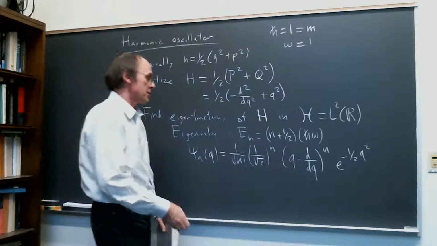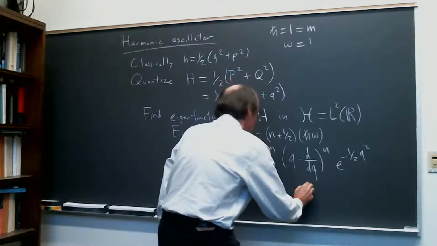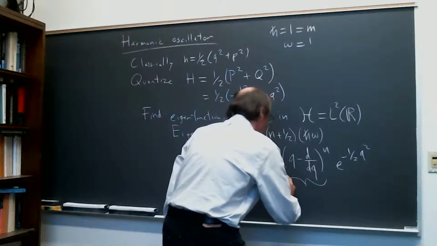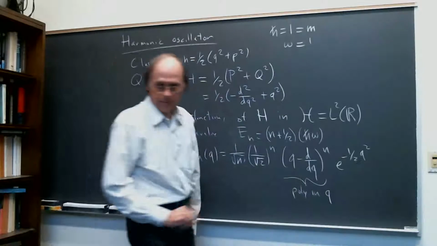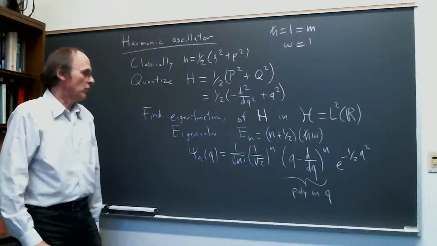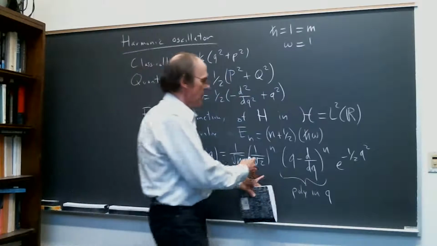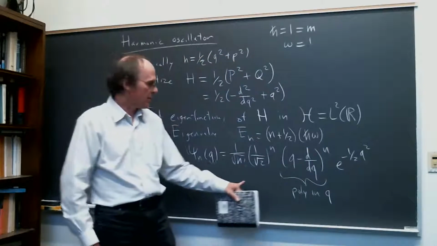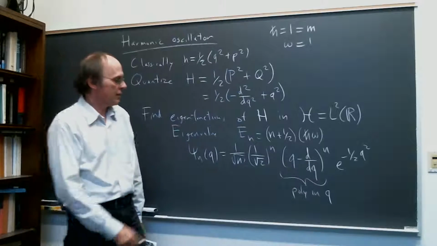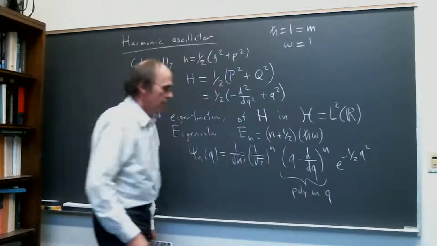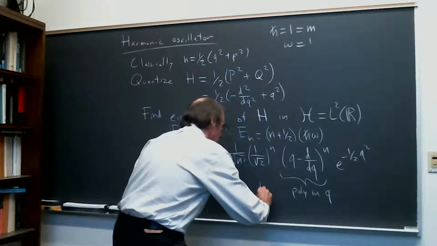And this is just going to give you some polynomial in q. As n gets large, you end up with some kind of complicated polynomial in q. And these are called Hermite polynomials.